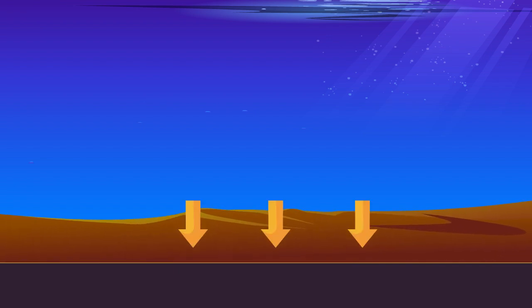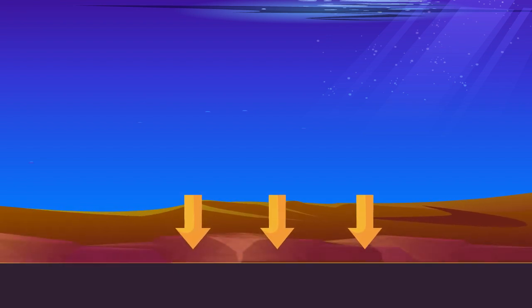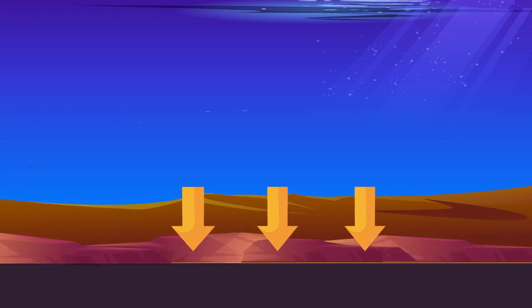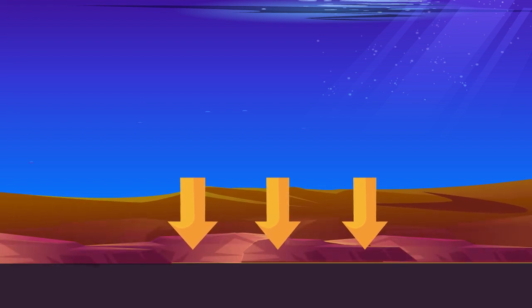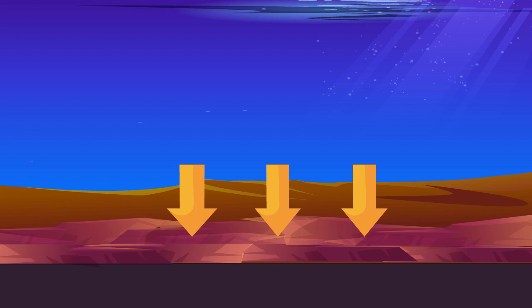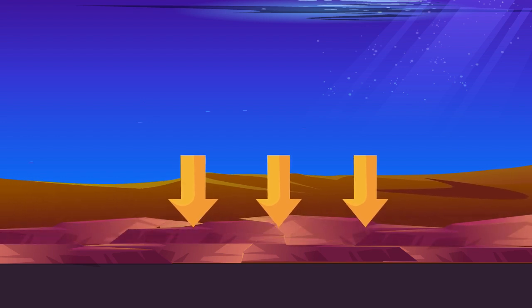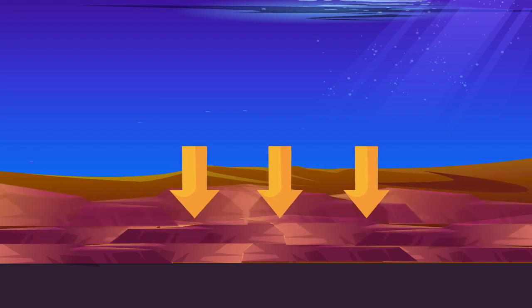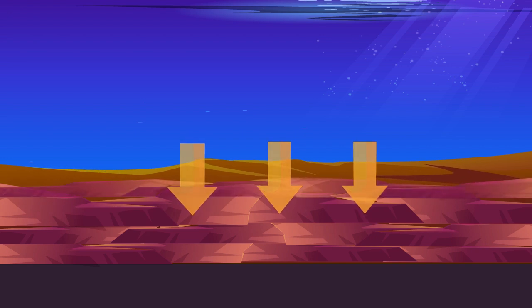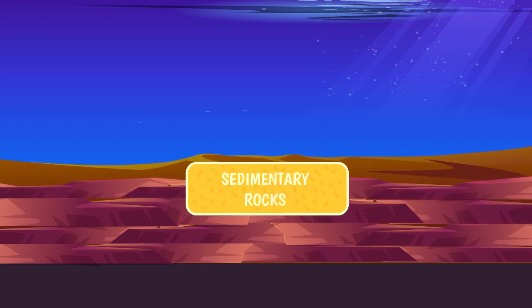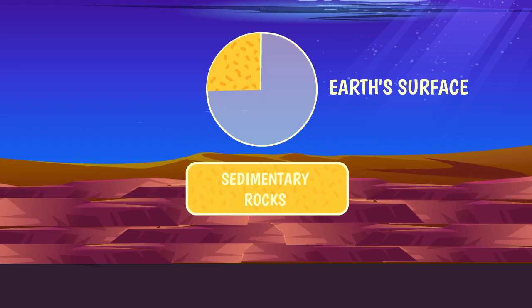Initially, sediments are loose, but as they pile up, they become increasingly compact, and as pressure and temperature increase, they eventually stick together to become solid rock, in much the same way as a clay object hardens when cooked. A rock formed by the aggregation of sediments originating from other rocks is called a sedimentary rock. Sedimentary rocks cover 3/4 of the Earth's surface.